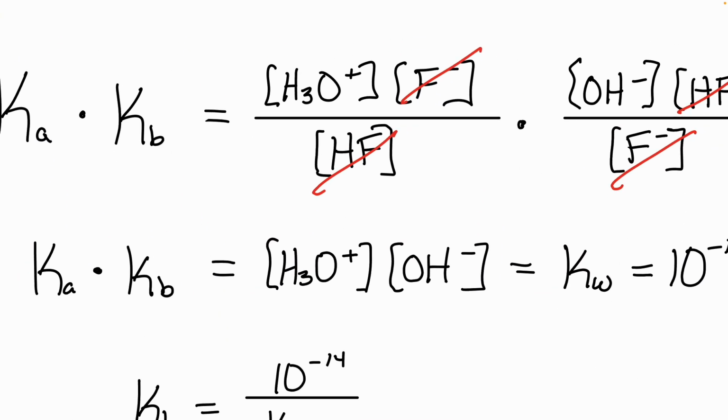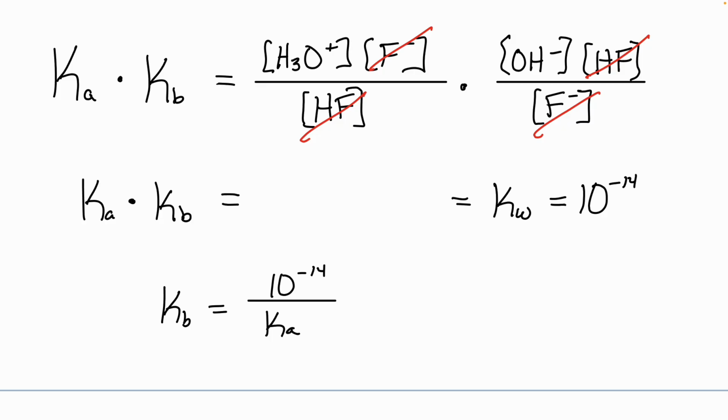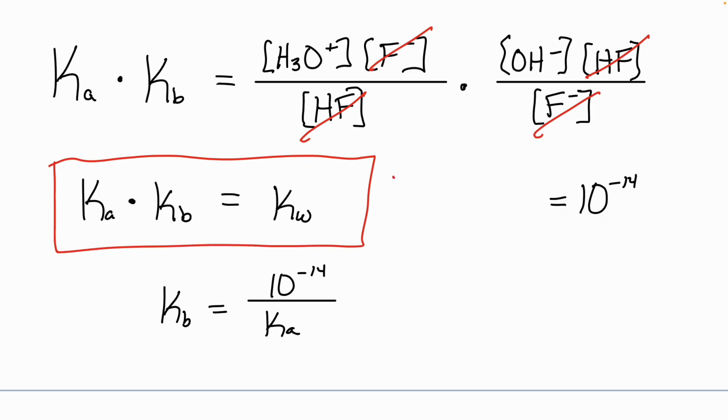The important thing that we want to note here is our Ka times our Kb is equal to that magic number Kw, that 10 to the negative 14. And we're just going to note that this is specifically for conjugate pairs. Cool. All right, we're done. We will pick up with this next time.